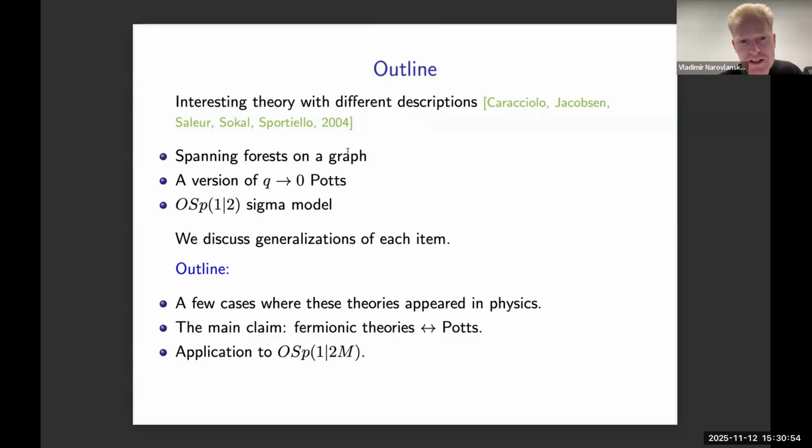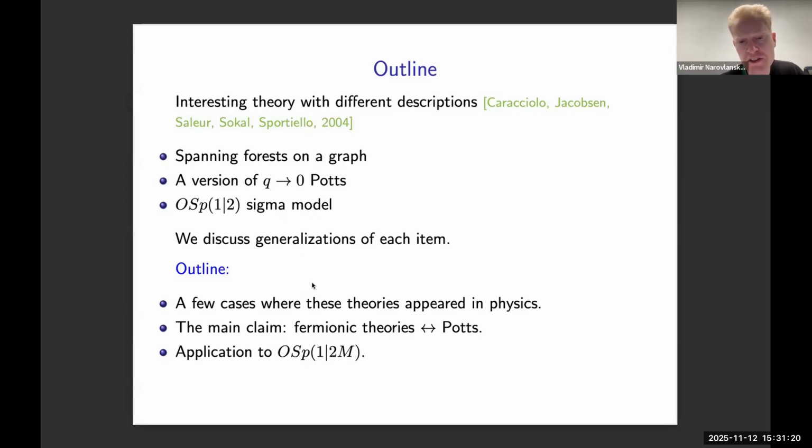So there's this system that was described in this paper, which has several different but equivalent descriptions. One is a random statistical system of spanning forests, random forests on a graph. The other is a Q goes to zero limit of the Potts model. And another one is the OSP1-2 sigma model. And in this talk, we'll discuss generalizations of each of these items, and we'll also mention how they're related.